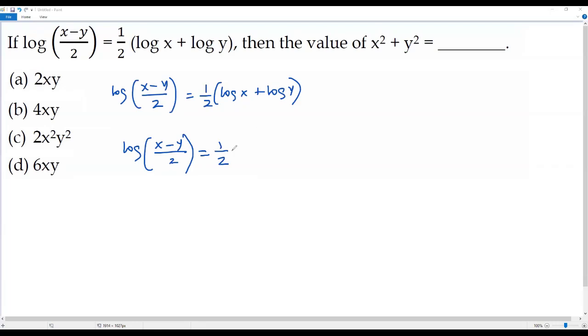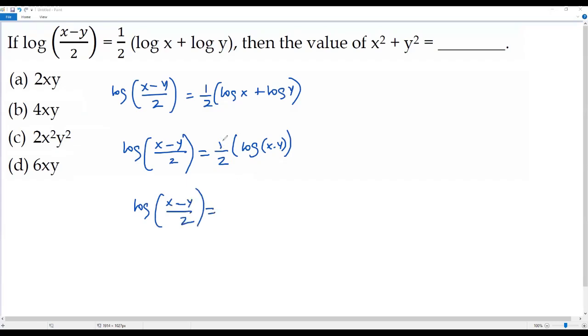Whenever we have two logarithms with the same base, we can take the logarithm once with that base, and multiply the arguments of the logarithms, so it will be x times y. Actually, this is the product rule of logarithm. In the next step, let me write the left side as it is, that is log of (x − y)/2.